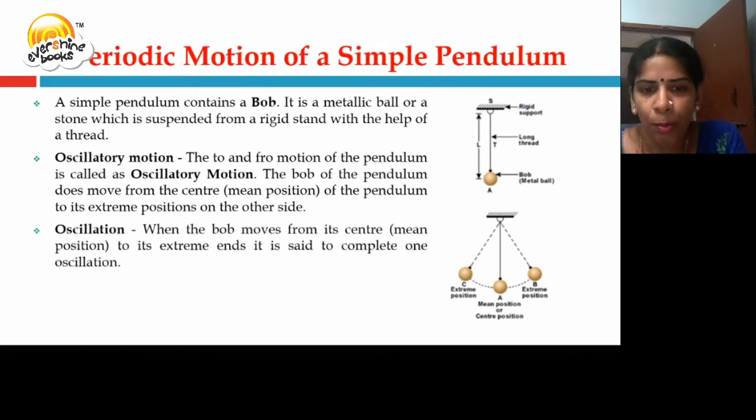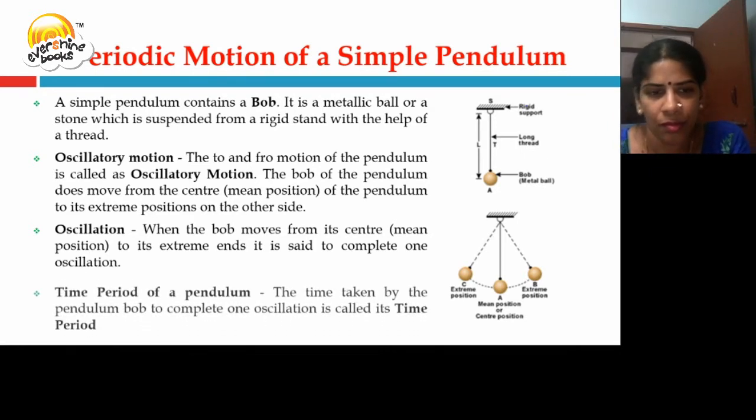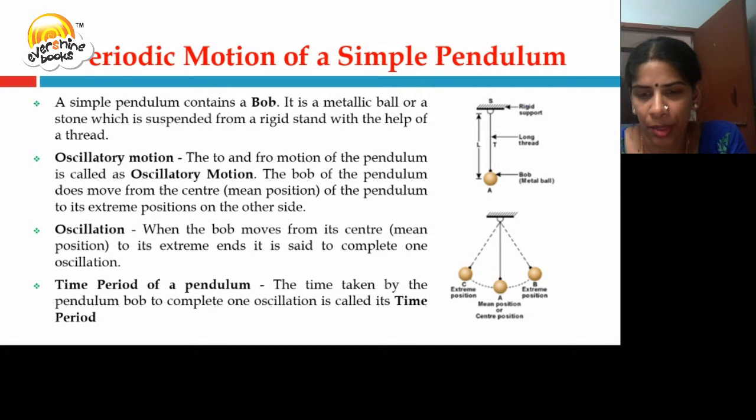Oscillation. When the bob moves from its center, that is the mean position, to its extreme ends, either to C or B, and returns, it is said to complete one oscillation. Time period of a pendulum. The time taken by the pendulum bob to complete one oscillation is called its time period.